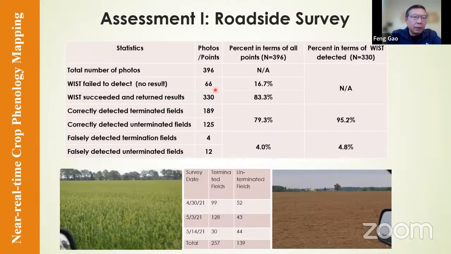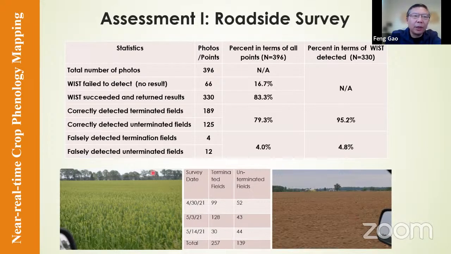And then we do the assessment using a roadside survey, basically driving a car on the road and taking a picture on the right side of the field. This one is not terminated, and this one is terminated. Because we are driving the truck on one day, we can only identify terminated or not terminated. We don't know actually which day it terminated.